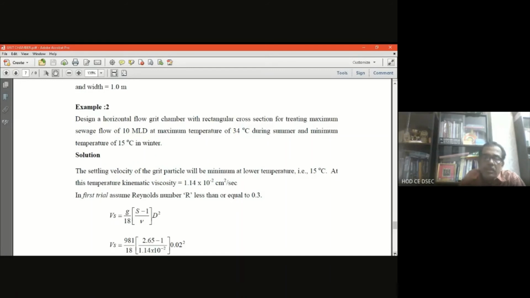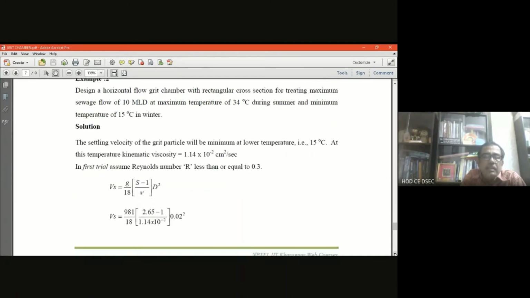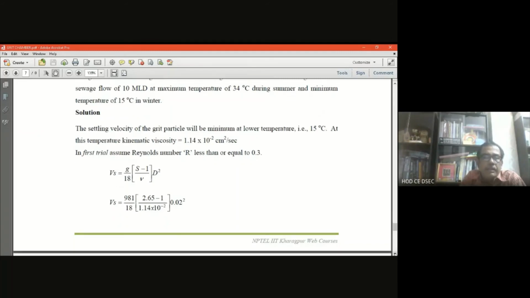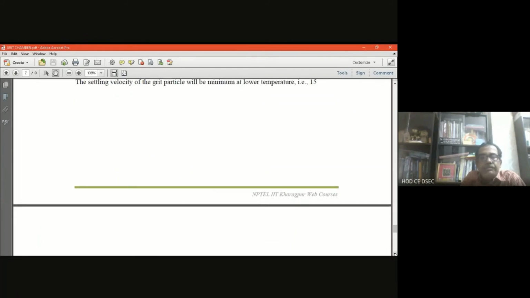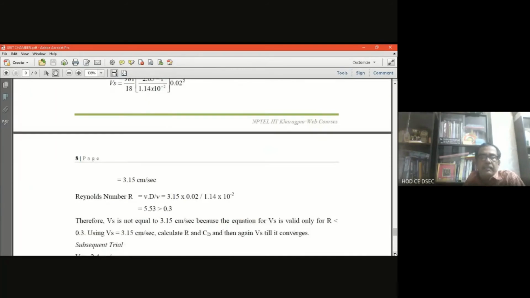And what is Stokes law? Stokes law is Vs equal to g by 18 into (S minus 1) by nu into d square. So for the sand particle, specific gravity 2.65, nu we know corresponding to this 15 degrees centigrade temperature, and d square, the 0.2 millimeter particle that we have considered, we have found out 3.15 centimeter per second.